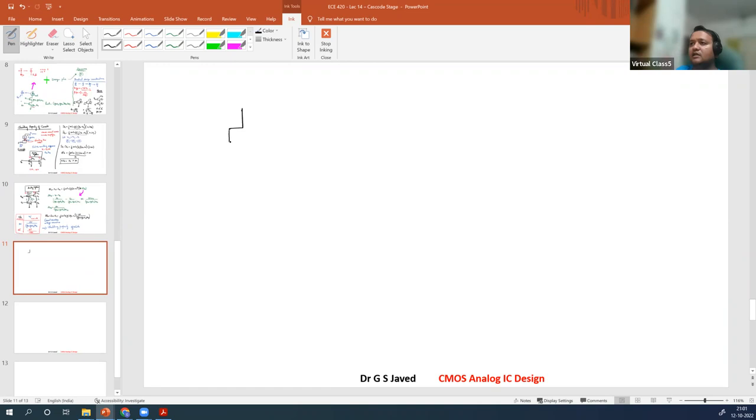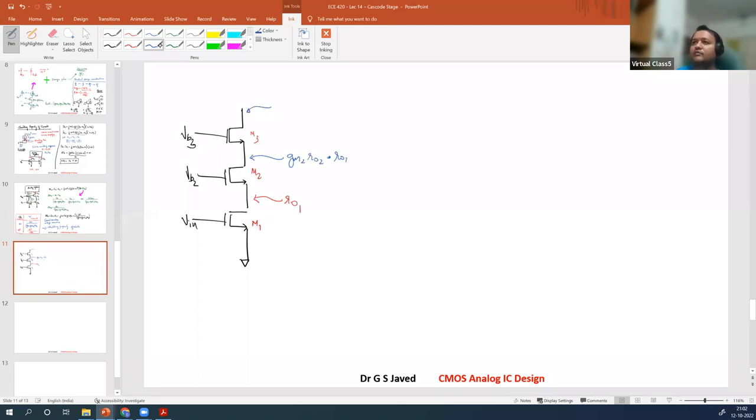If I apply, say, two cascode devices, what will happen? VB3, VB2, VIN. Then the output impedance at this node will be Rout, and this is M1, M2, M3. The output impedance at this node is going to be approximately gm2 ro2 times ro1. And then the output impedance at this node will be gm3 ro3 times gm2 ro2 times ro1.